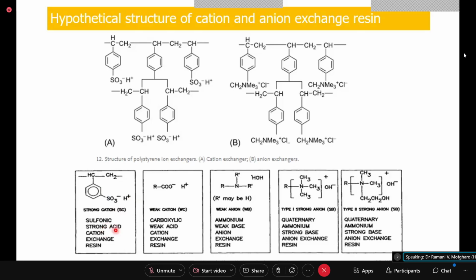So you have a sulfonic acid, a strong cation exchanger resin. This is RCOOH. This is carboxylic acid, that is a weak acid cation exchanger resin. Then you have a weak base anion exchanger resin, and quaternary ammonium strong base anion exchanger resin. So these are some types of ion exchange resins.